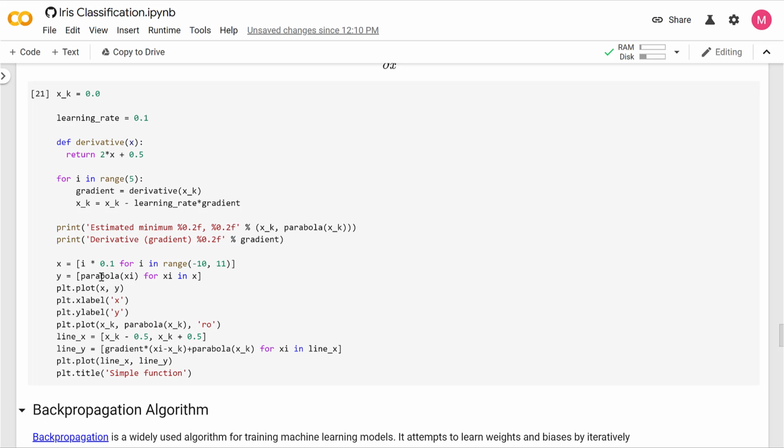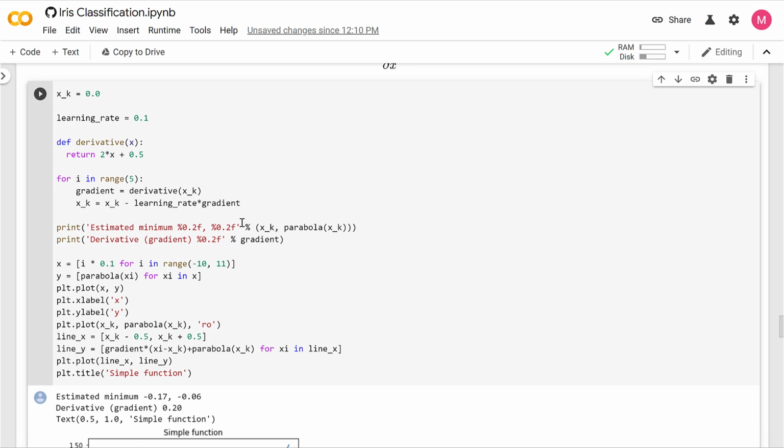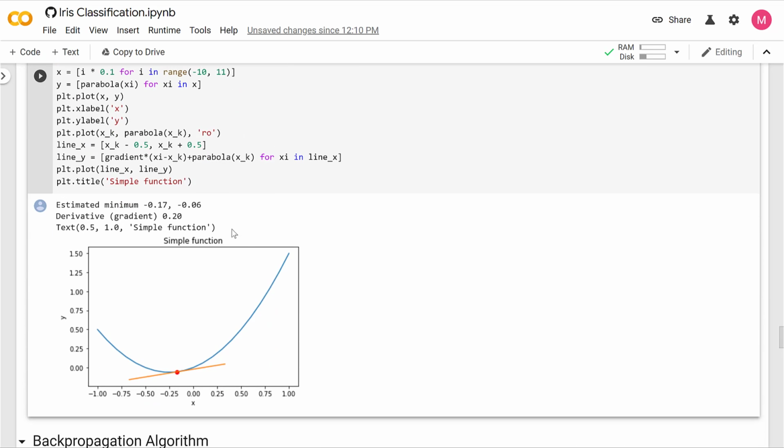got to the minimum. And I have some matplotlib code to plot out the function and the point where xk is, and also the slope. So let's run that and see what we get. So it looks like we got close to the minimum, but not exactly. We started here at 0, and we got part of the way. We're not exactly there. And if you look at the slope, it's still positive, meaning that we've got a little bit more to go.